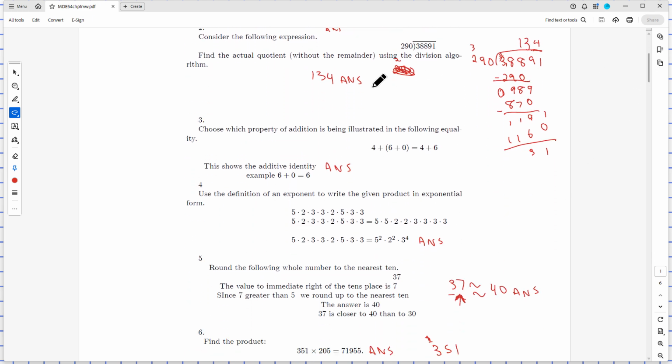Next one, choose a property of addition being illustrated. Here I have 4 plus 6 plus 0. So equal to 4 plus 6. This shows the additive identity property. Anytime you add 0 to something, you get the number back.